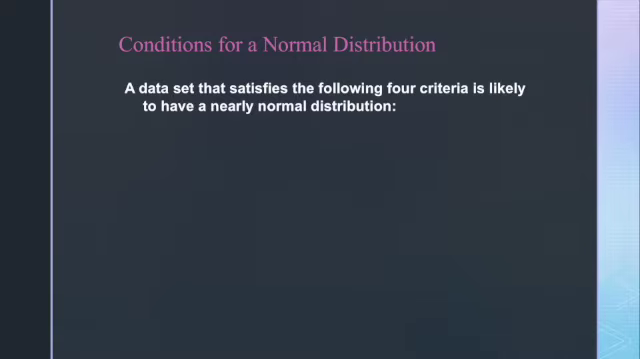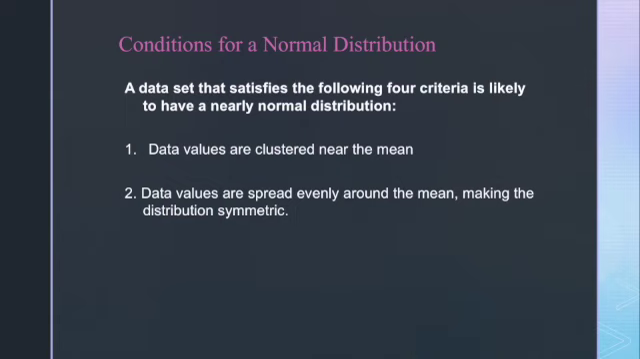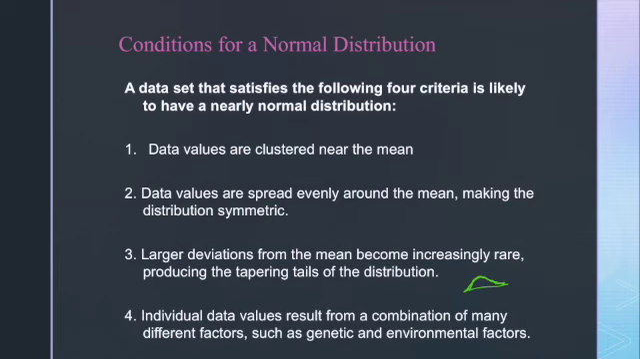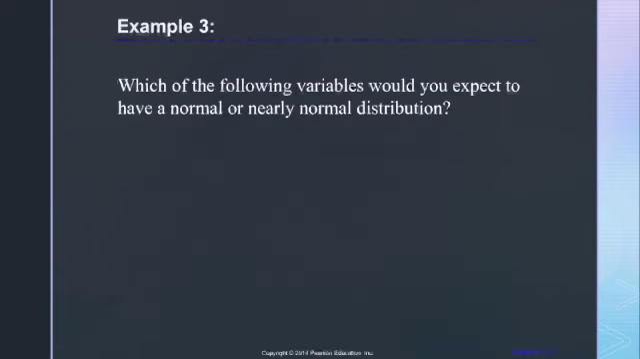So let's talk about some conditions for a normal distribution. A data set that satisfies the following 4 criteria is likely to have a normal distribution. Data values are clustered near the mean, which is the same as the median and the mode in this case. Data values are spread evenly around the mean, making the distribution symmetric. Larger deviations from the mean become increasingly rare, right? Producing these tapered tails of our distribution. And the individual data values result from a combination of many different factors, such as genetic and environmental factors. So this is data that typically occurs naturally.